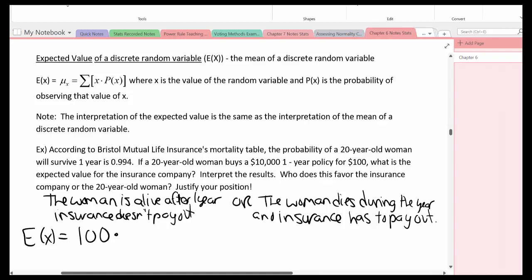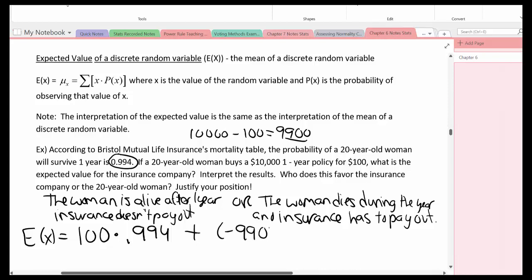And what is the probability that that person is going to survive? Well, that is given as 0.994. So the "or" statement tells me I'm going to add. Now, what is the company's profit? The problem is they've got to pay out the $10,000. The woman still has to pay the $100, but the insurance company is going to have to pay out $9,900, meaning that the company is going to lose that. So it's going to be negative $9,900.